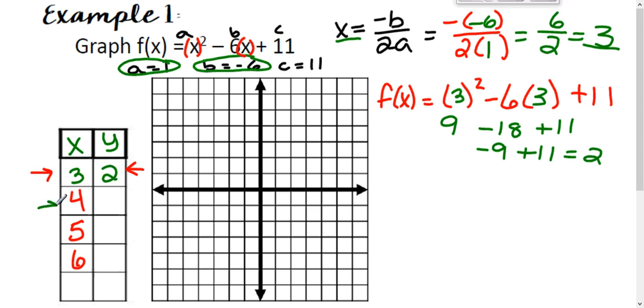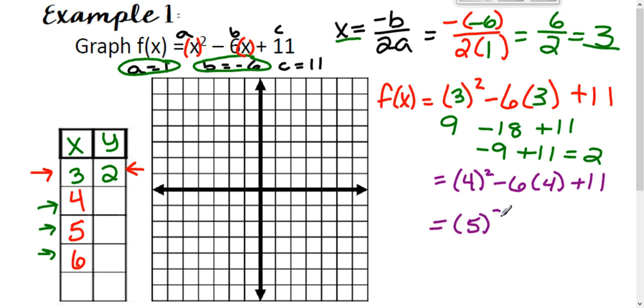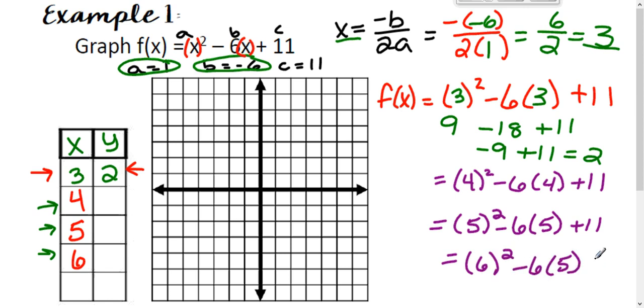And then we've got to do the same thing with 4, 5, and 6. So we're just going to keep plugging and chugging here. So we've got now 4 squared minus 6 times 4 plus 11. You're also going to have 5 squared. And I know you probably don't have a lot of room for this on your notes, so you can go ahead and use your calculator to help you figure this out. And then we've also got 6 squared minus 6 times 6 plus 11. So I'm going to give you a second to figure those out on your calculator, and then I'll fill them into my table.